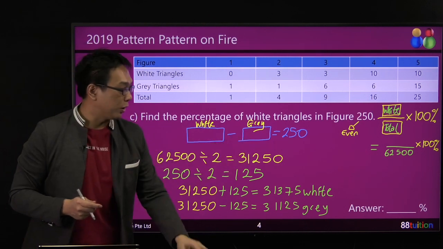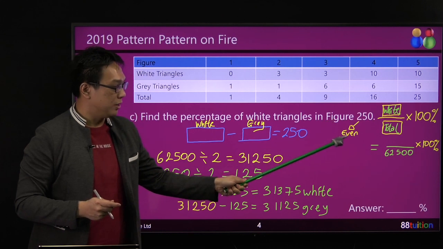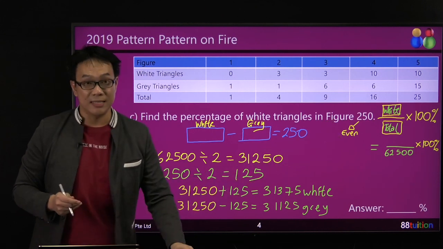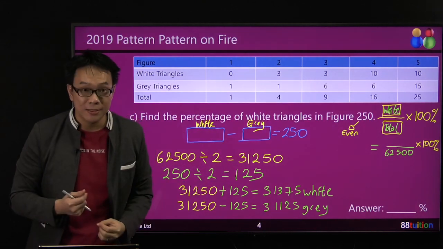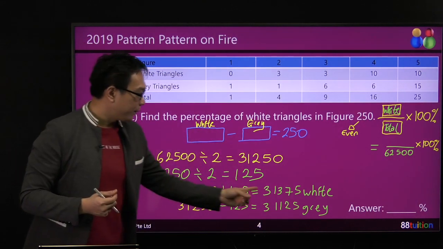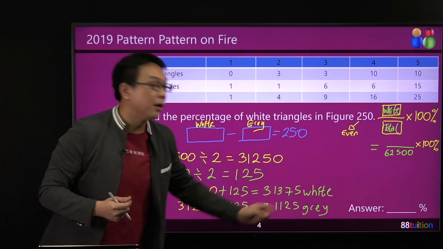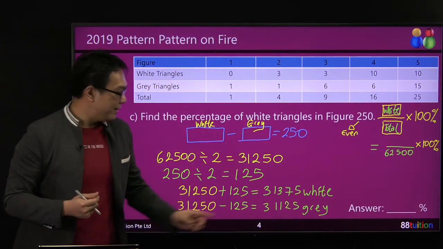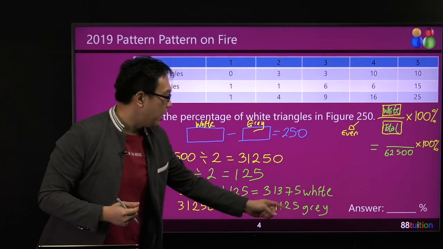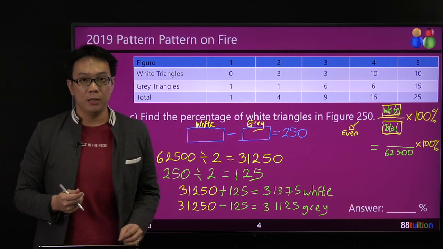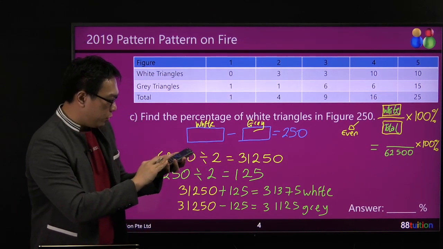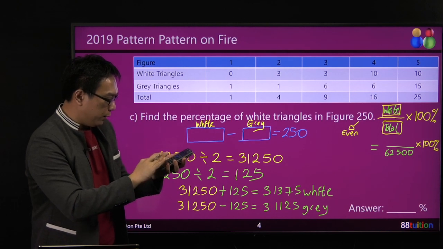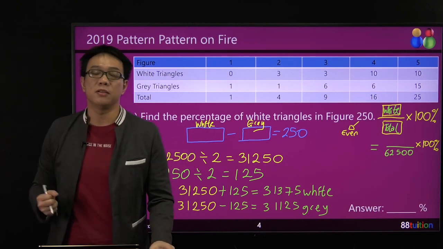Why? Because we are talking about the figure which is even. 250 is an even number. We are supposed to look at figure 2, figure 4 for more clues. So in this case, your white will be what? This is the bigger number, which is correct or not? Correct. And these two numbers plus together, final check, must give you 62,500, because grey and white add up together. You check 31,375 plus 31,125. Bam, 62,500.